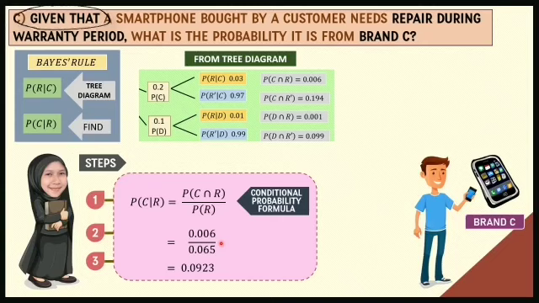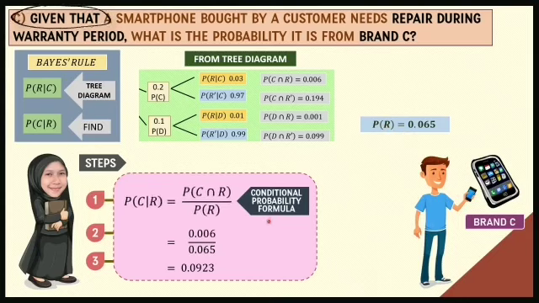0.006. For the probability of event R, we already got the answer from question B, so we just need to substitute it into the solution here. Use your calculator to calculate 0.006 divided by 0.065, and here 0.0923 is the final answer.